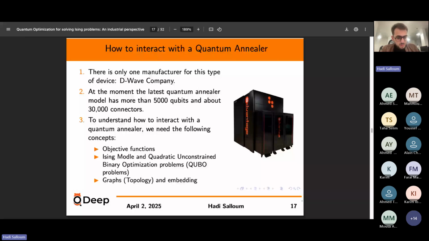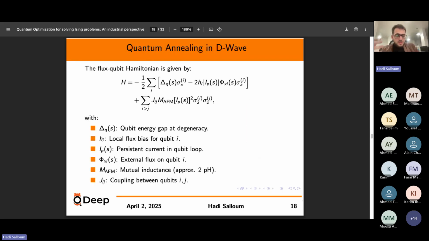To understand how we can interact with a quantum annealer, we need to create an objective function, an Ising model or QUBO, quadratic unconstrained binary optimization problems. We should understand how we can embed this problem in graphs, because the D-Wave quantum annealer has a topology. This topology changes every 2 or 3 years. Right now it's Pegasus, and they will release the Zephyr topology soon.